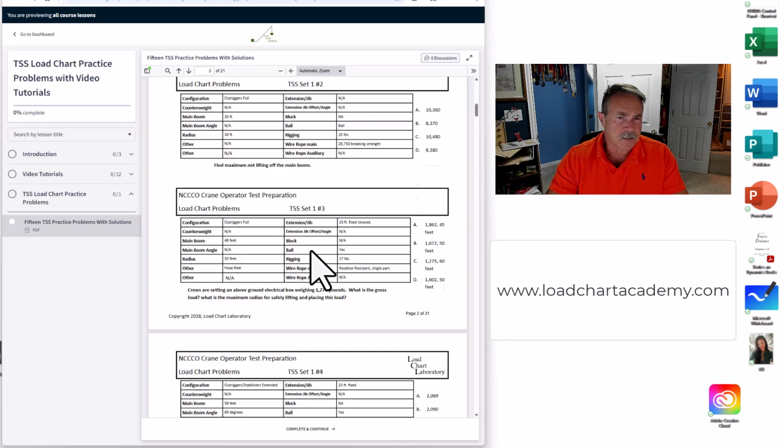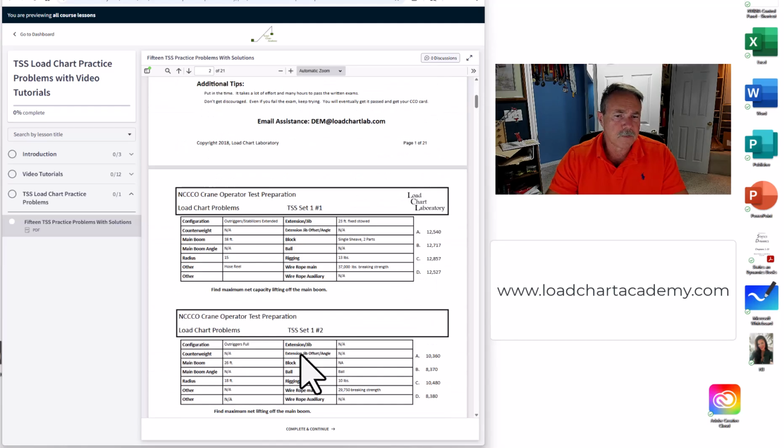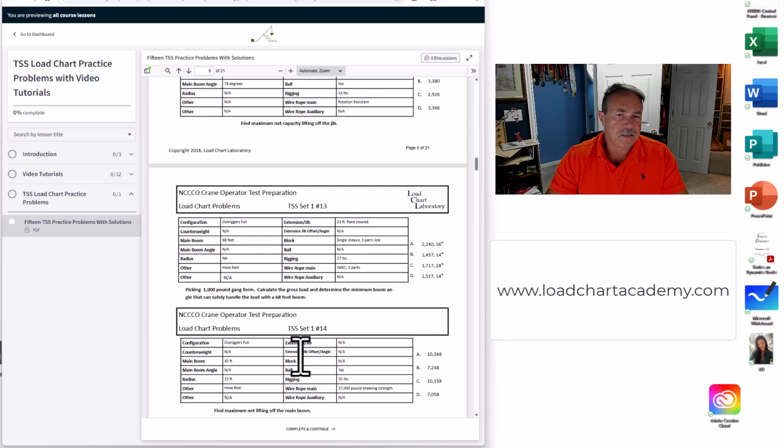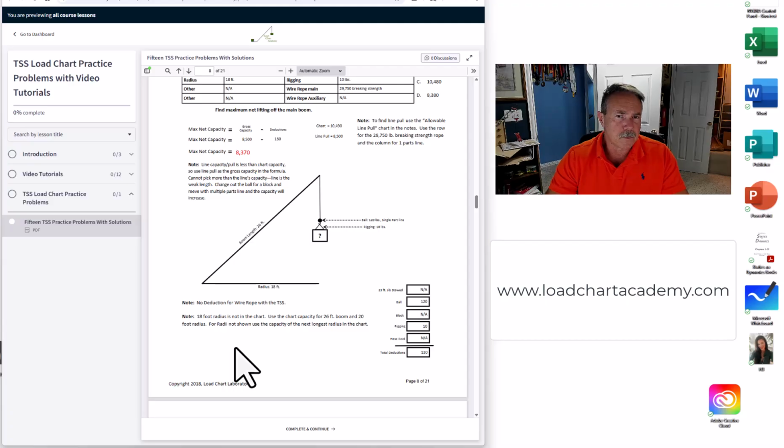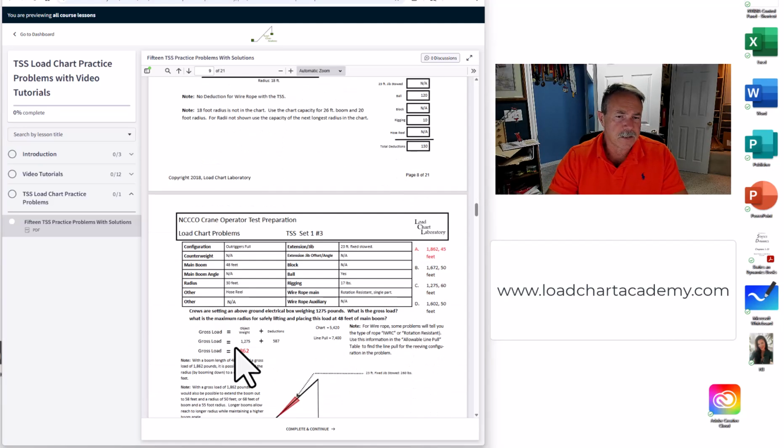TSS specialty exam. But we have the problems, and then we have detailed solutions for each of the problems, with notes and tips, things to watch out for on your specialty exam.